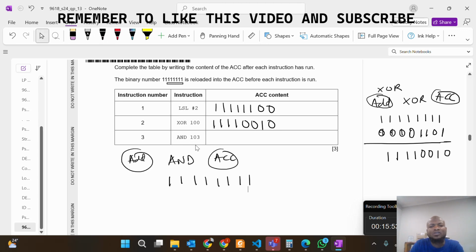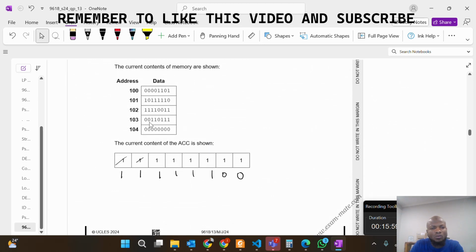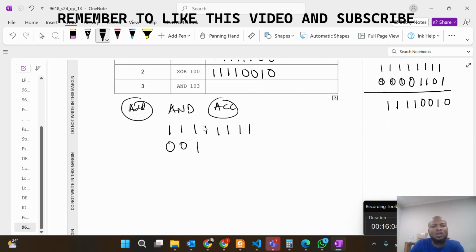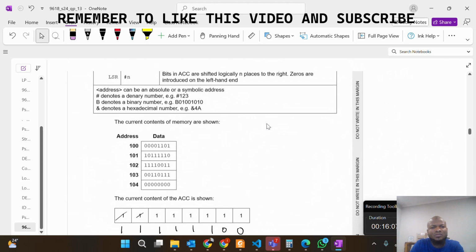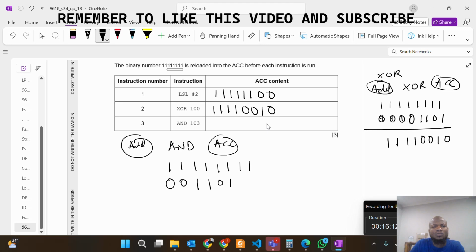What is the address? Address is 103. So what is the content of address 103? That is 00110111. Let me check again. 00110111. And the operation is AND. So 1 and 1 is 1, 1 and 1 is 1, and 1 and 0 is 0. Then the result is 00110111.